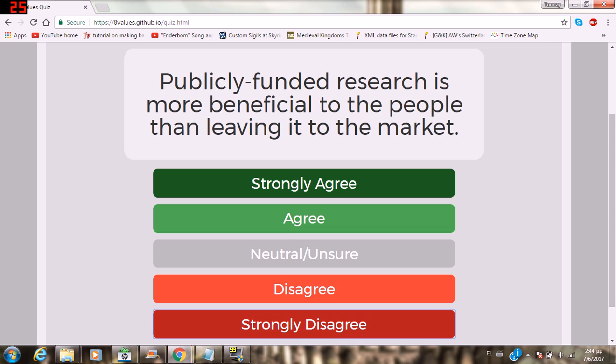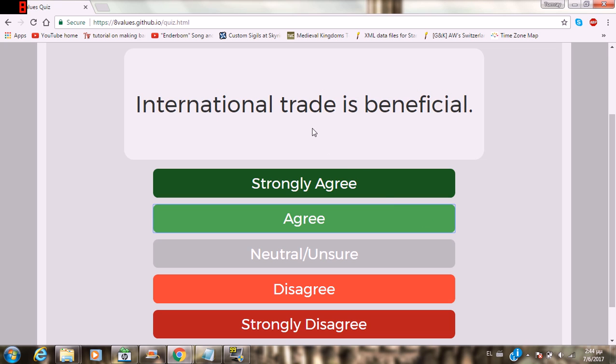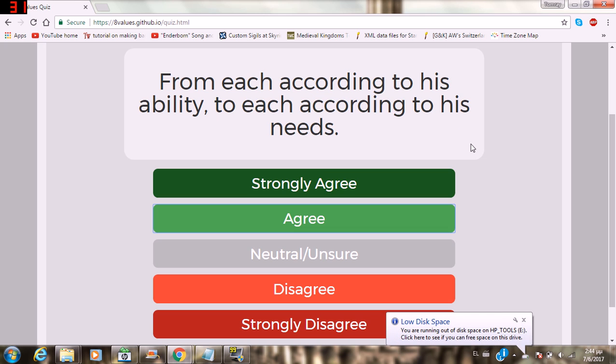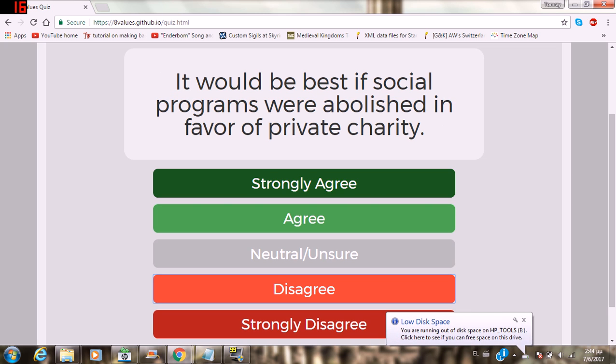Publicly funded research is more beneficial to the people than leaving it to the market. There are certain things the market won't touch when they're researching stuff, because it's just not profitable, and there you're gonna need publicly funded research, so agree. International trade is beneficial. Yeah. From each according to his ability, to each according to his need. No. It would be best if social programs are abolished in favor of private charity.